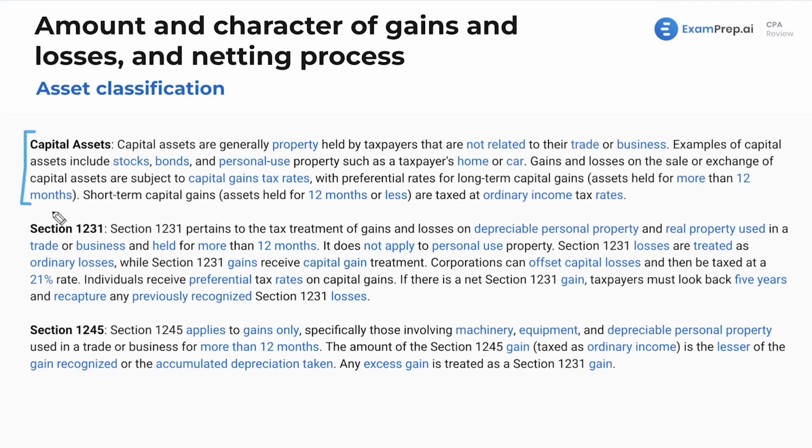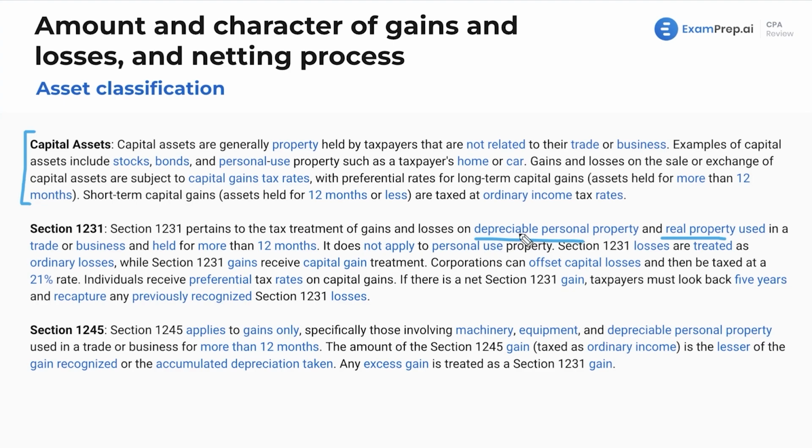Then we're going to introduce all these sections, the Section 1231. And yes, definitely memorize the names, memorize the numbers. That's going to be important. Section 1231, let's start off with this. This pertains to the tax treatment of gains and losses. So depreciable personal property, real property, those are the attributes. Because again, a question could say, what type of classification is this? Is this a capital asset? Is it a 1231 asset? And it'll give you a description. It's a piece of land someone's holding. They're using it for their business. They're raising crops on it, something like that.